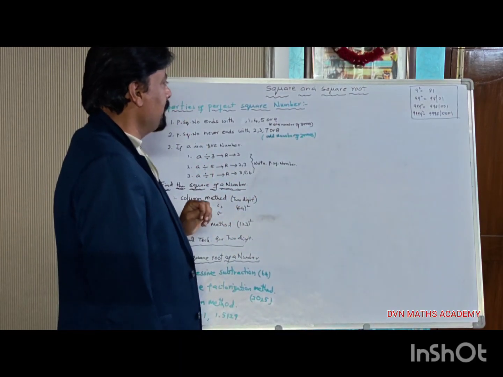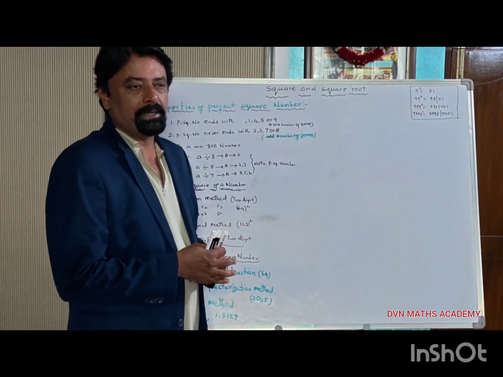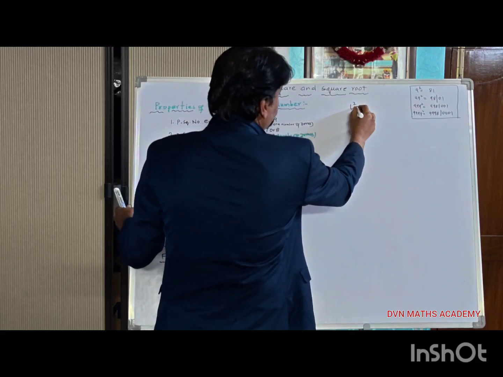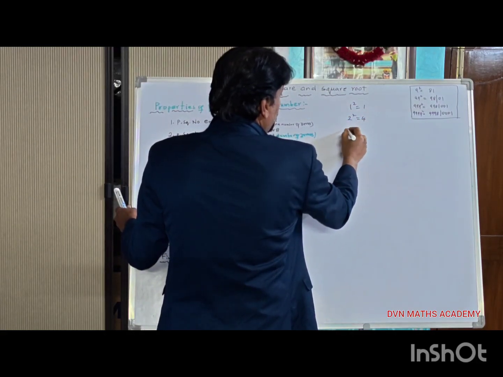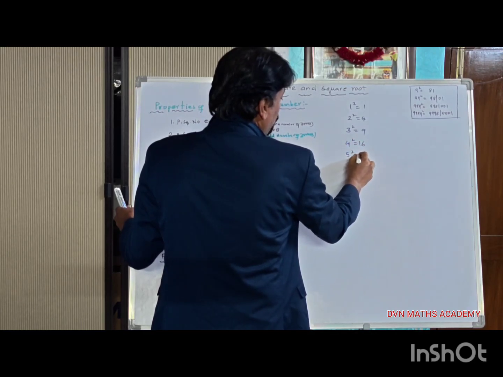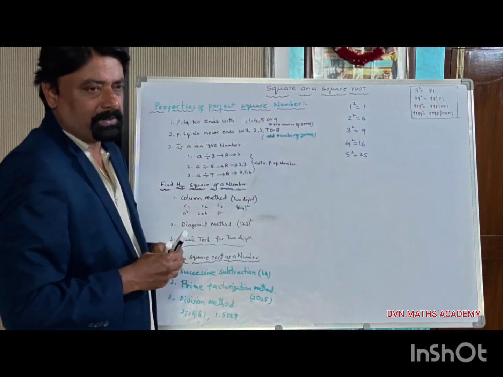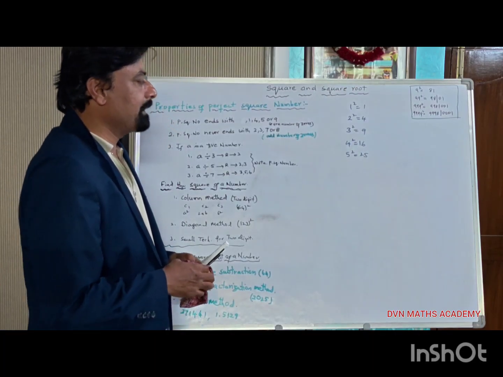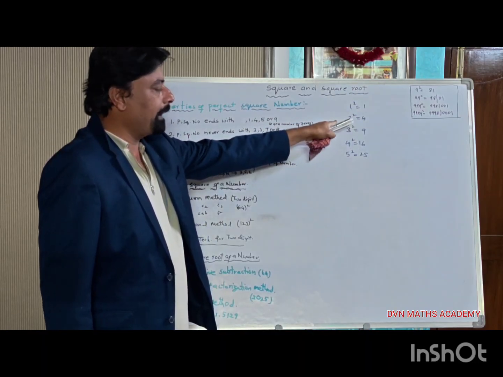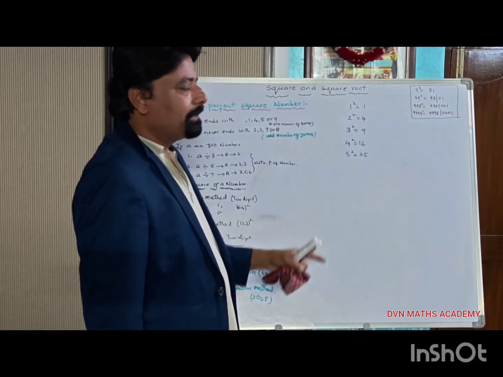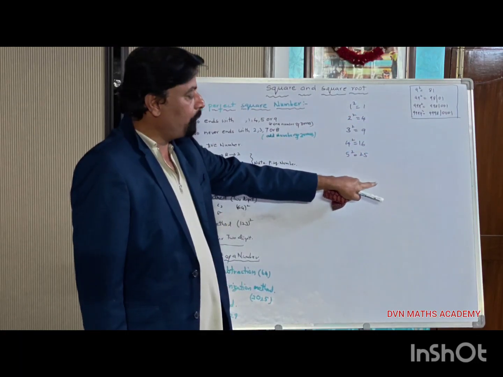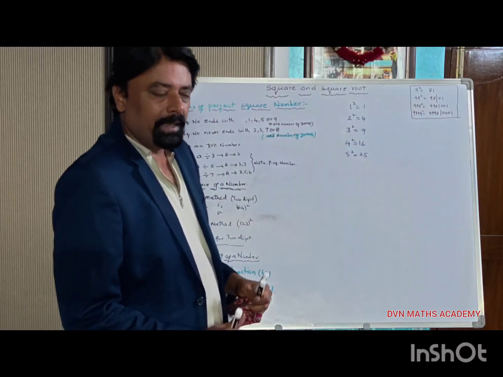So the first concept is the properties of a perfect square number. Let us take 1 square is equal to 1, 2 square is equal to 4, 3 square is equal to 9, 4 square is equal to 16, and 5 square is equal to 25. These are some values of the perfect square numbers. I mean 1, 4, 9, 16, 25 are perfect square numbers, because 1 we can write as 1 square, 4 as 2 square, and 9 as 3 square. So 1, 4, 9, 16, 25, 36, 49, 64, 81, 100, these are all perfect square numbers.